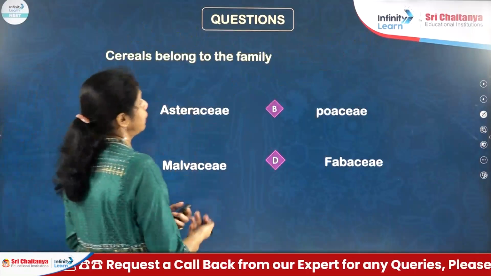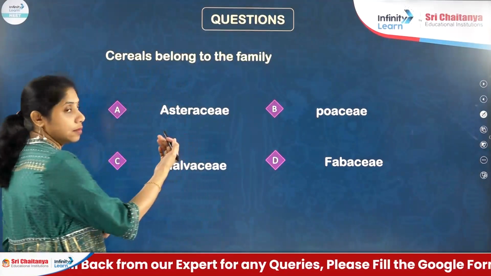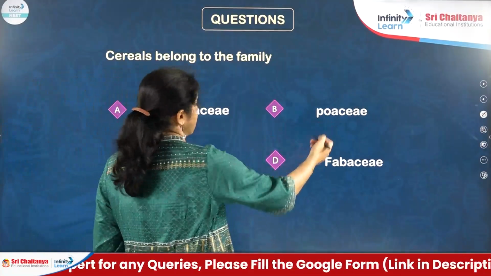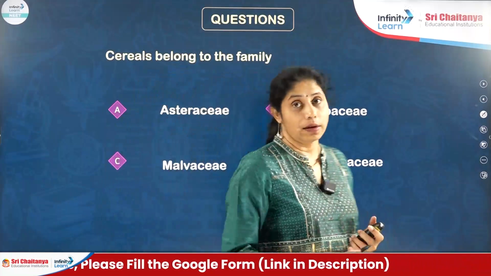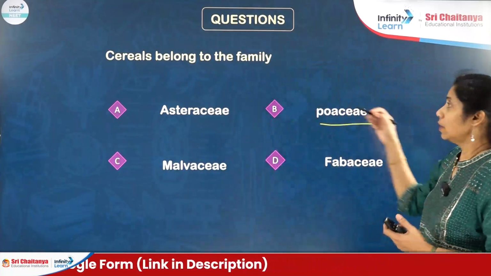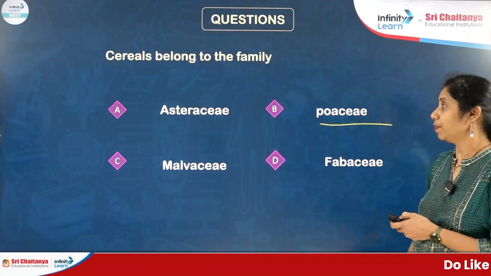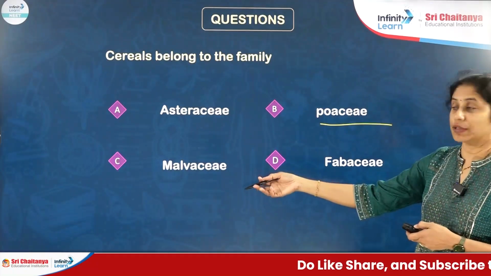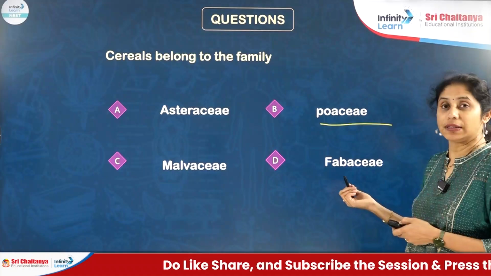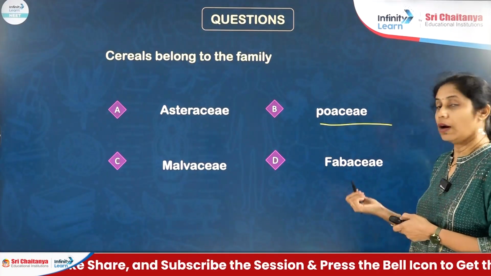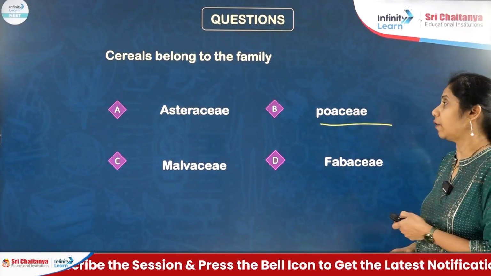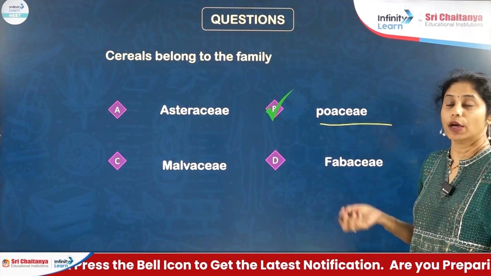Cereals belong to the family: Asteraceae, the sunflower family; Poaceae, the rice family; Malvaceae, the hibiscus family; or Fabaceae, the faba or pea family. So for this, cereals belonging to the Poaceae family will be correct.